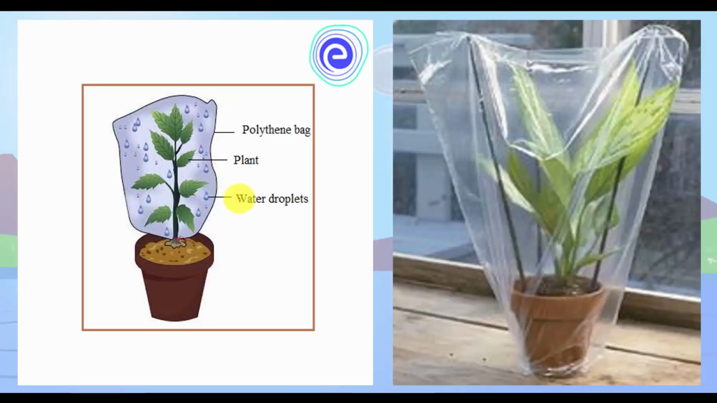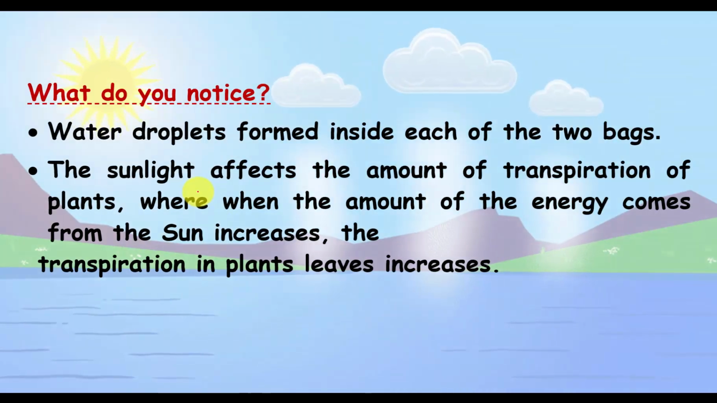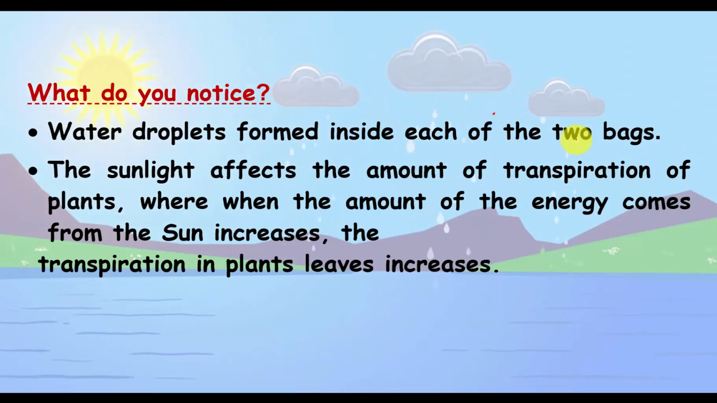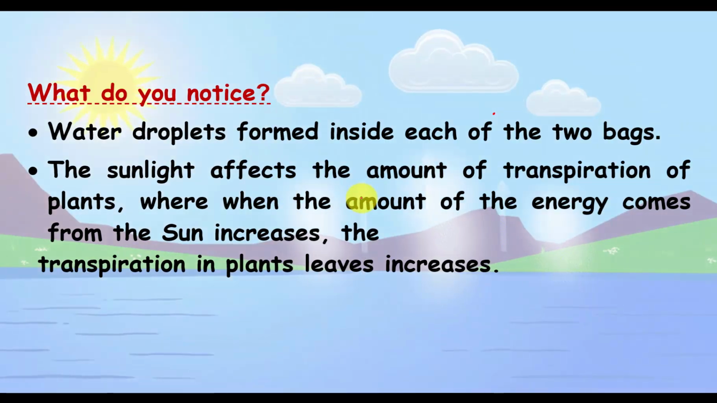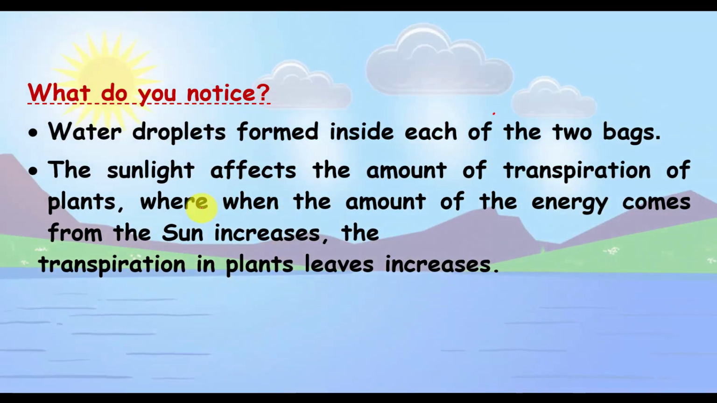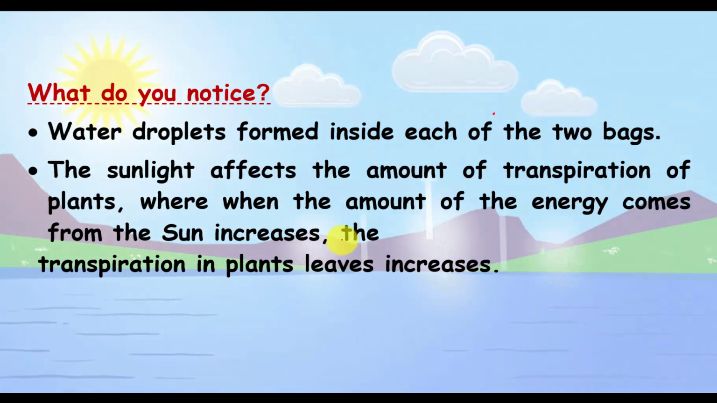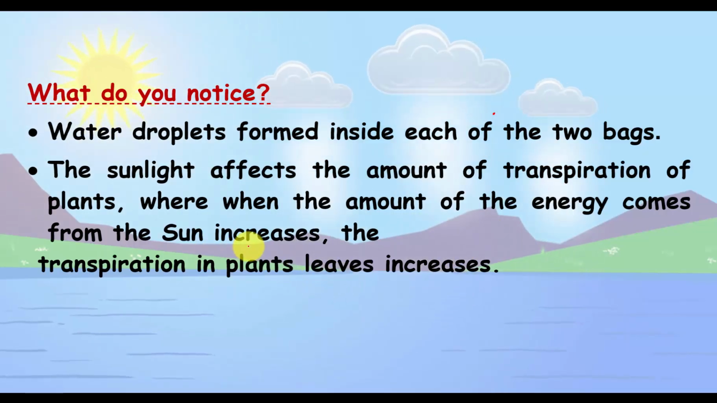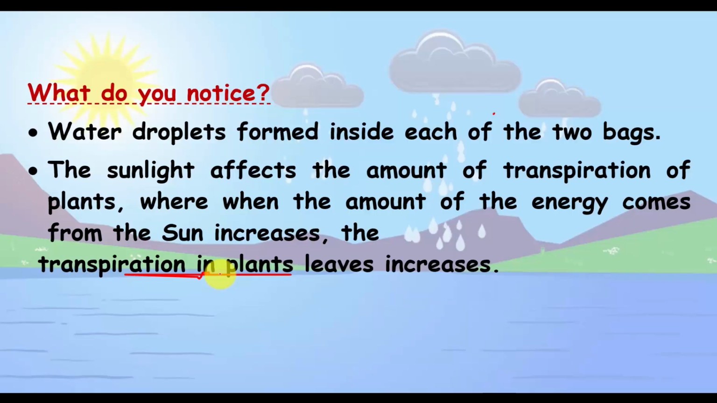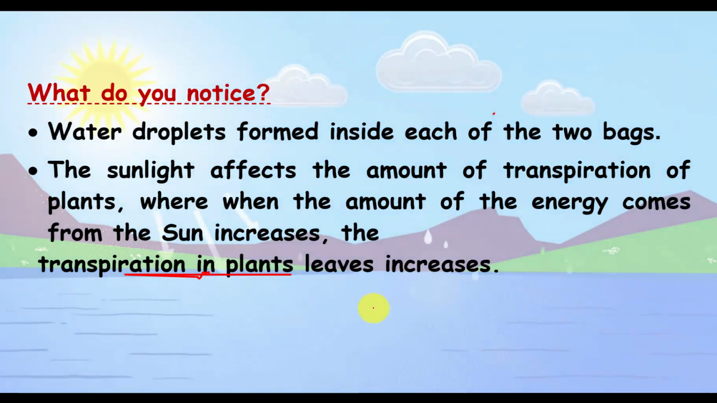Transpiration means water vapor comes out from the plant's holes, or stomata, in the form of water vapor, which is called transpiration. What do we notice? Water droplets formed inside each of the two bags. The sunlight affects the amount of transpiration of the plant. The one in the sun will give more water. When the amount of energy coming from the sunlight increases, the transpiration increases.